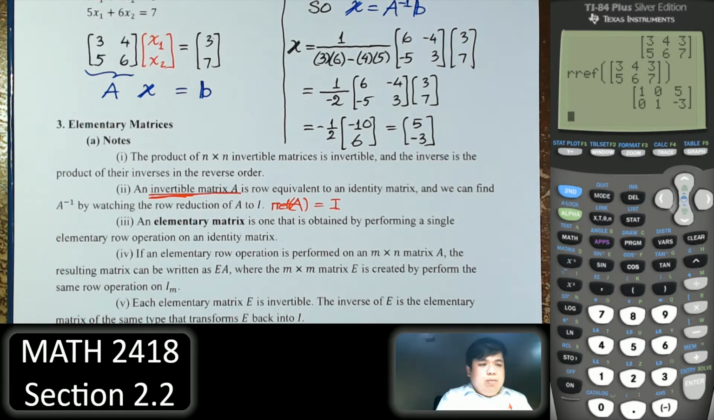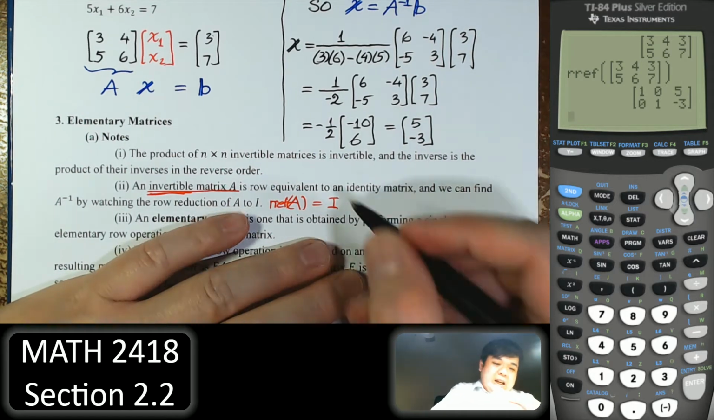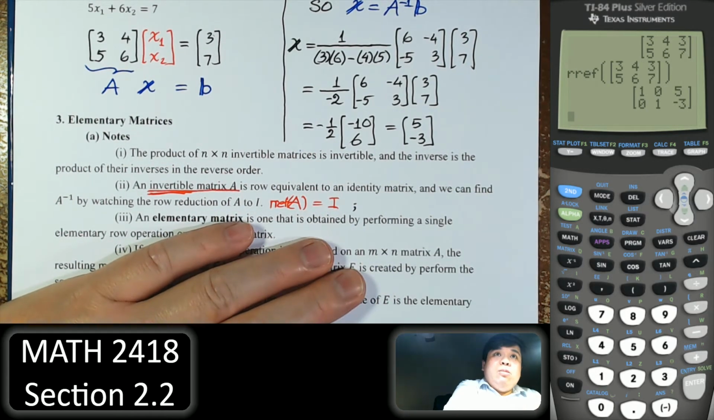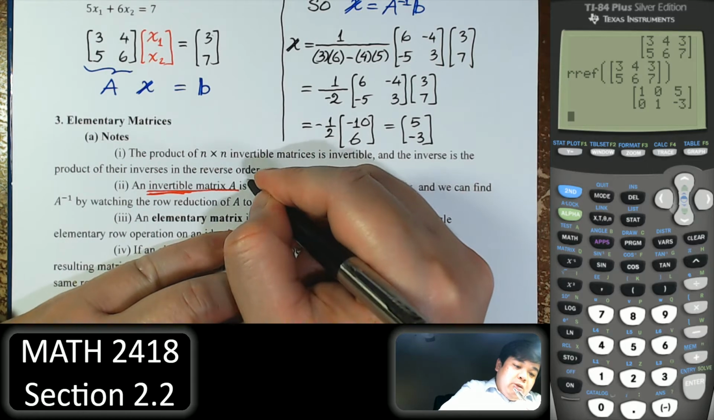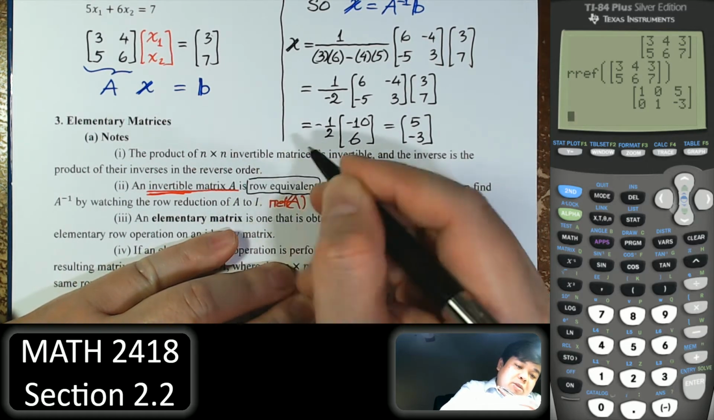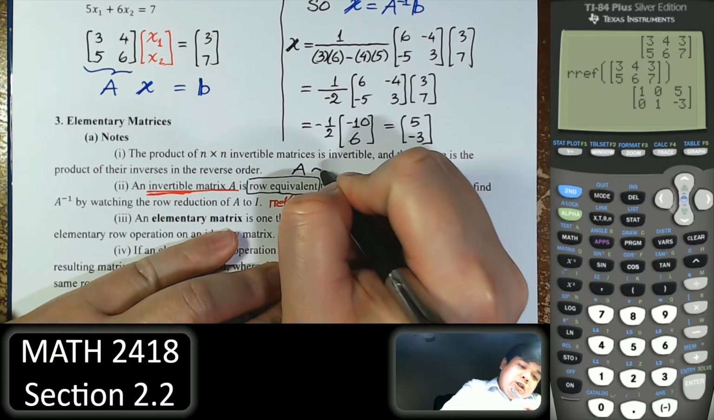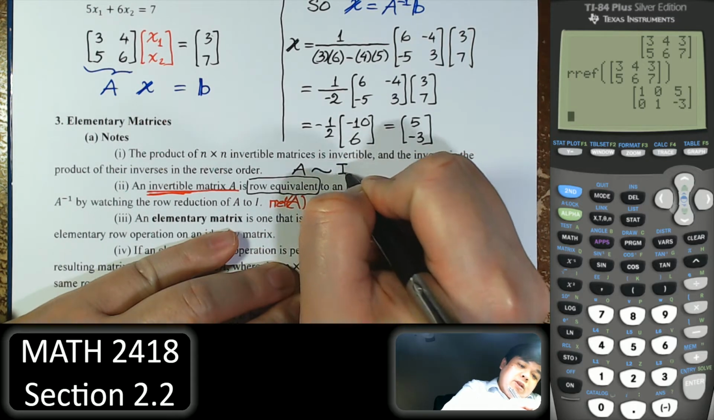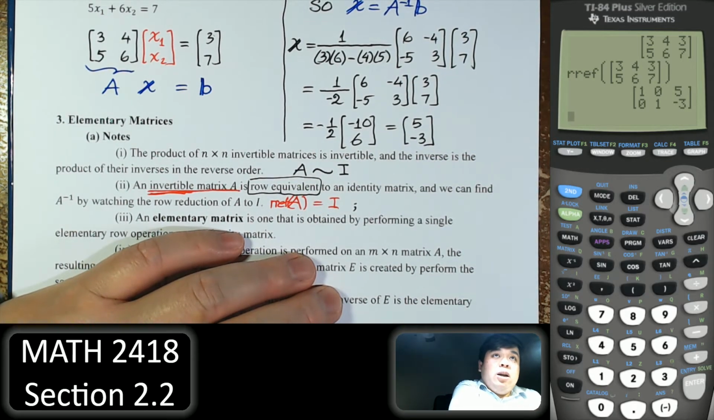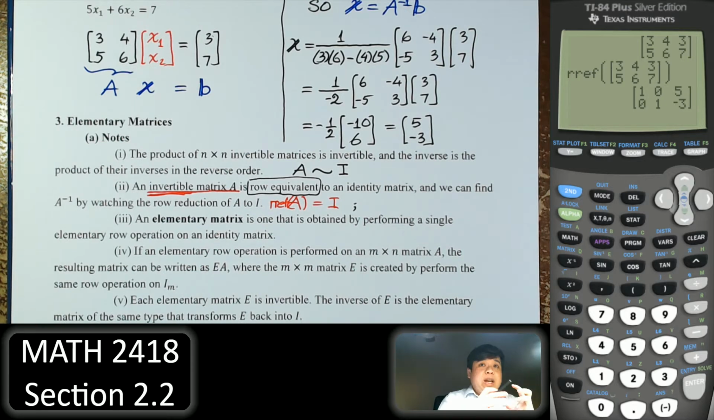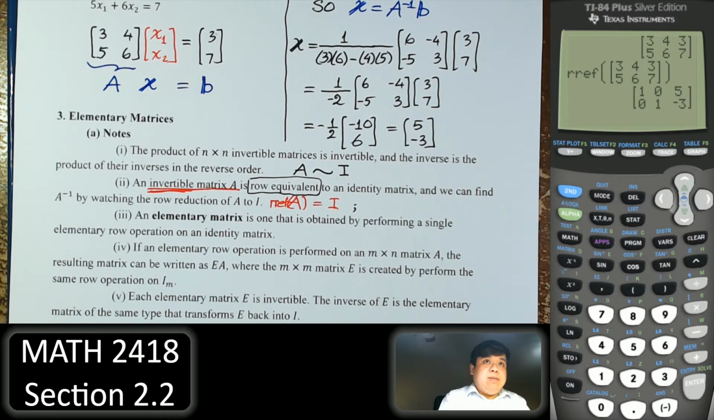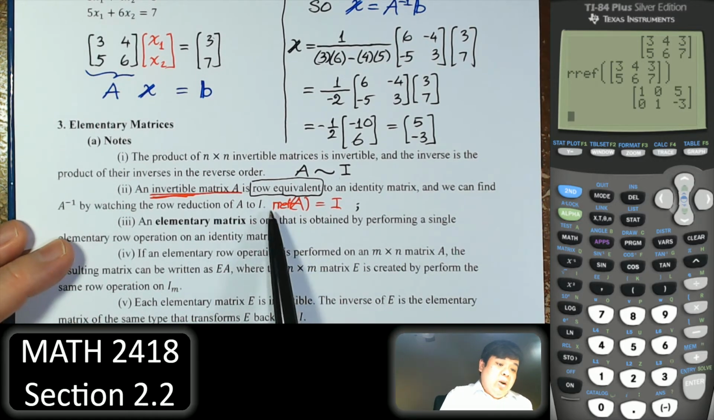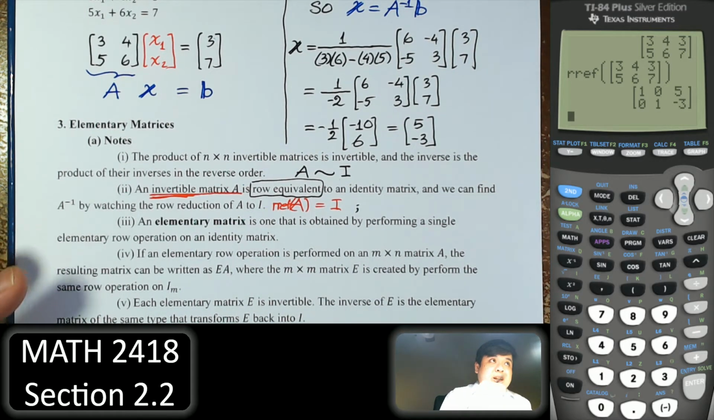By the way, if you study in the textbook or somewhere else, this is the symbol for equivalent. So when we say row equivalent, the symbol can be read as equivalent to the identity matrix, meaning that there will be some sequence of row operations that turn A into I. But here specifically, we just have that the reduced row echelon form of A is going to be the identity matrix.